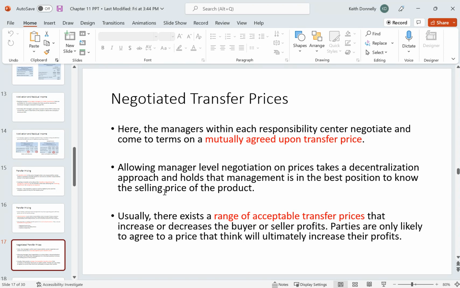It's going to follow a decentralization approach. And it espouses the theory that, hey, management's in the best position to figure this out. They know what it costs them. They know what they're willing to pay for it, what they can sell it for. And in this framework, when you let them resolve it, there usually is this thing called the range of acceptable prices. It's like a window or a certain amount that you can set the price at where it's going to make sense for both parties to agree to that price.